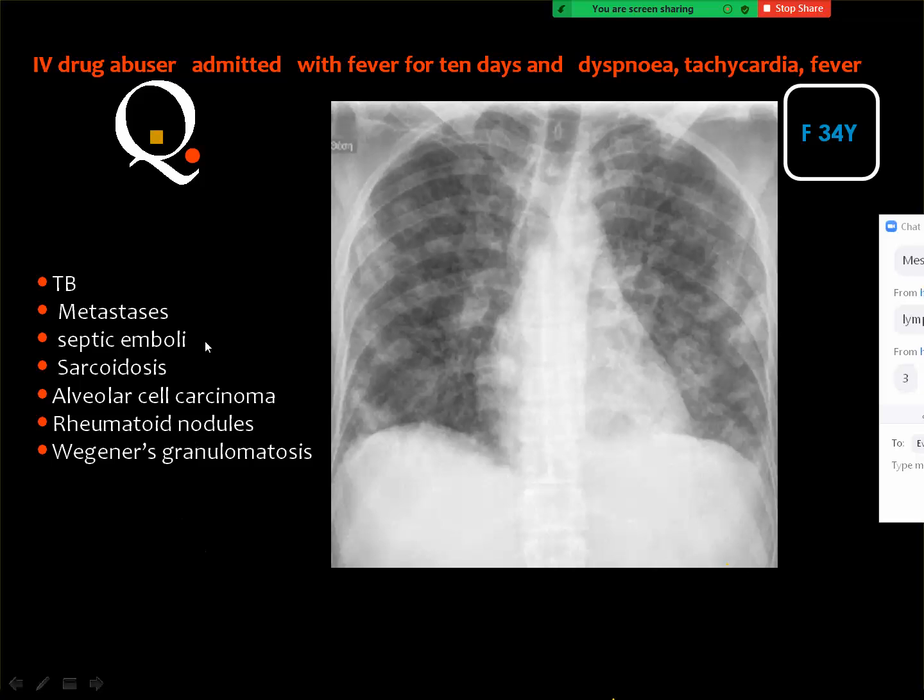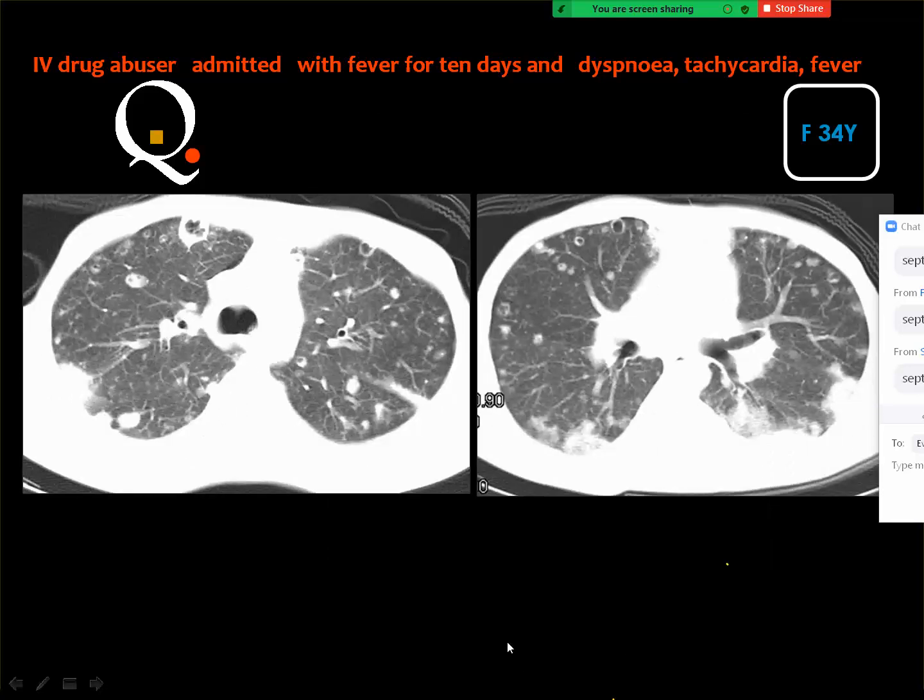Okay. Then these are the possibilities: TB, metastasis, septic emboli, sarcoid, alveolar, rheumatoid, Wagner. Of course, the history is very classic and pathognomonic, and your answers are actually right, and these are septic emboli. The septic emboli are solid whenever they are small, and they cavitate when they are relatively larger in size. The history is very important to predict the possibility of septic emboli.